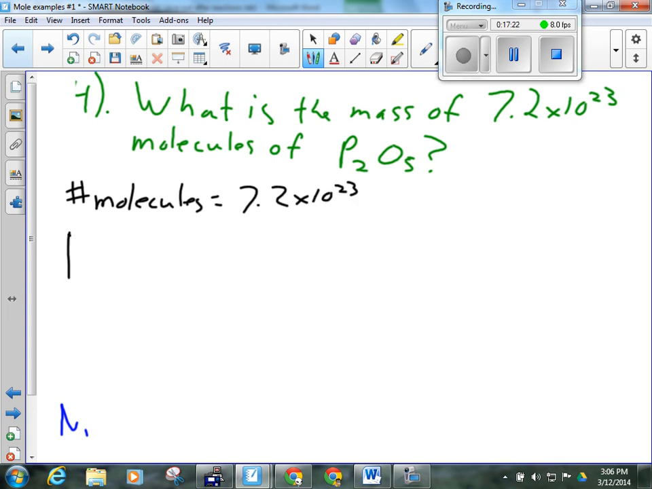Okay, the other thing I'm given is what material I'm dealing with, P2O5. So that's going to be 30.97 times 2. Is that right? That's for phosphorus, 30.97. Okay, plus 5 oxygens, 16 times 5.